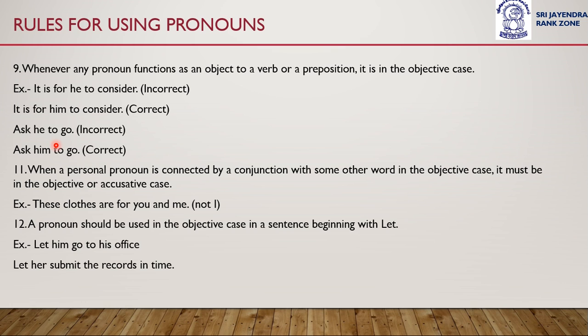Rule number 12. A pronoun should be used in the objective case in a sentence beginning with let. Okay, if any sentence begins with let, we will be using the objective case of the pronoun. For example, let him go to his office. We have used him, not he. Similarly, let her submit the records in time. We have used her, not she. Whenever the sentence begins with let, the pronoun should be used in the objective case. Alright.